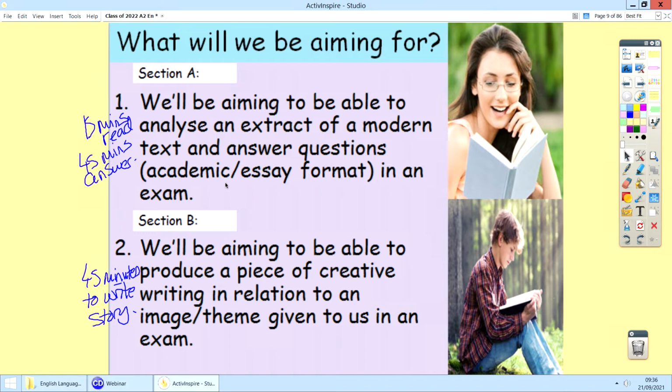Usually it's write a description based on the image or write a story about whatever it is. Sometimes it's write a story based on this image. It's whatever's on the text, but you can pick from one of two tasks for that.